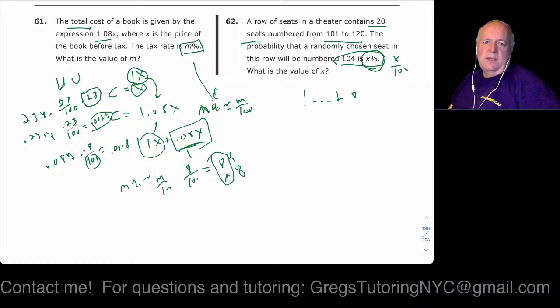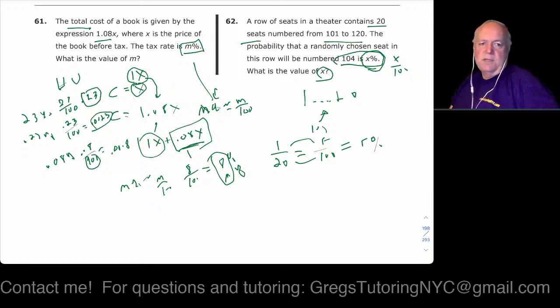So the question really is what's the chance of getting seat 104? Right? 104 is going to be stuck in the middle there. Well, there are only 20 seats, and there's only one seat number 104. So the probability is 1 out of 20. Okay, and if we convert that to a percent, we can multiply by 5 and get 100 here, and multiply the top by 5 and get 5 there. Well, this is the same as 5%. That's all they're looking for there. So there's a 5% chance of getting seat number 104 out of the 20 seats.